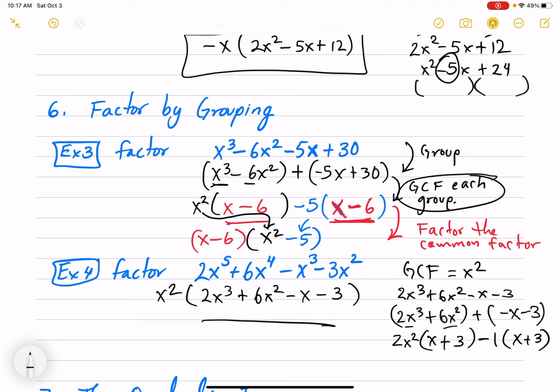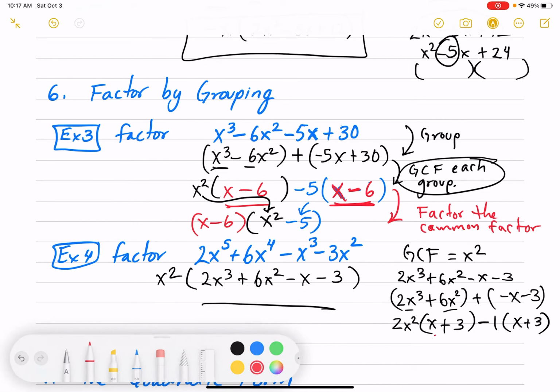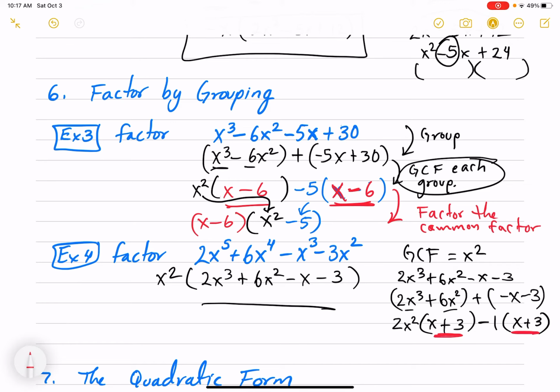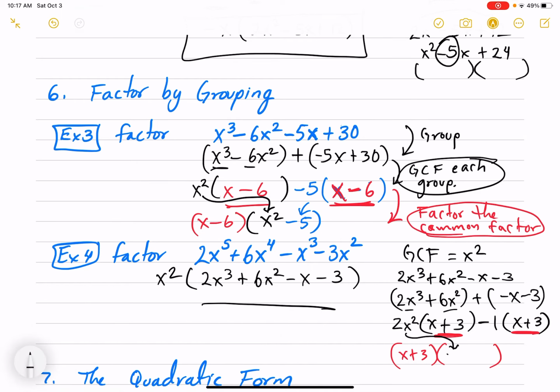Because factoring by grouping, if it works, this common factor is going to be common to both of them, and it has to be exactly the same. So what we do in the next step is we factor out the common factor. We're going to get x plus 3, and then we're going to bring this 2x squared here, and this negative 1 here. And so this polynomial with 4 terms factors into this.